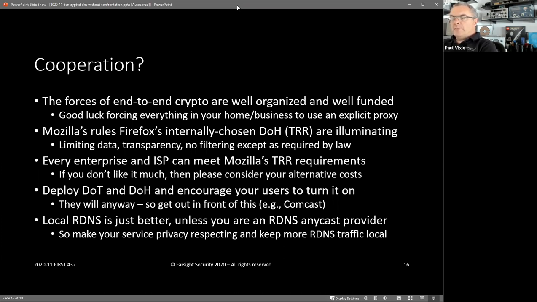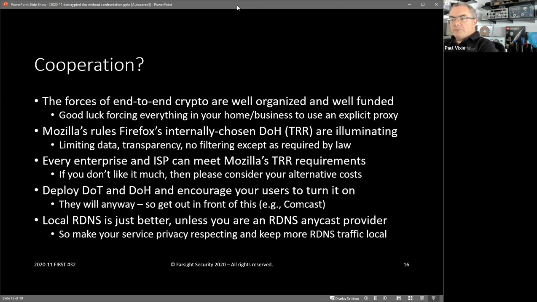Again, I'm not a fan of Mozilla's policies in this area, but they are setting a certain standard of limiting the data, how data is used by a recursive server. So maybe protecting that PII I told you about. Transparency as far as what they are doing with the data and not doing any filtering unless required by law. Again, I'm not in love with Mozilla's actions here, but they have set this standard.